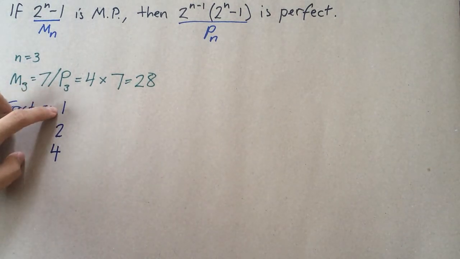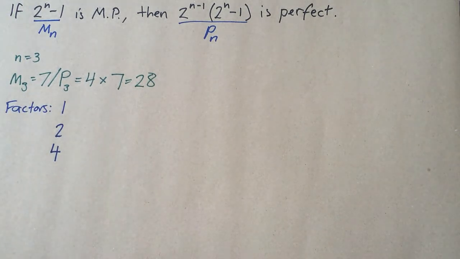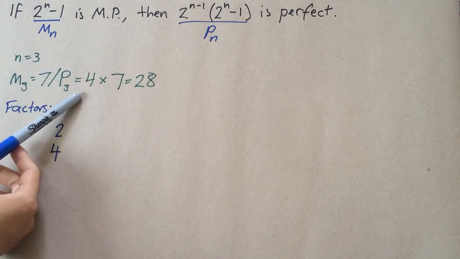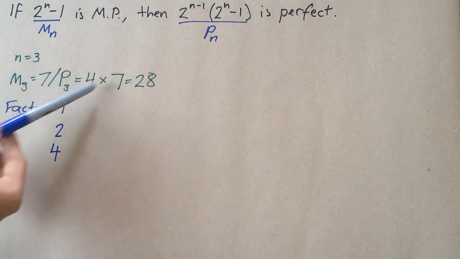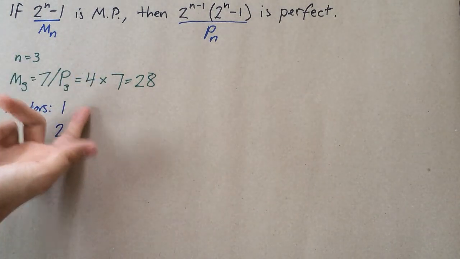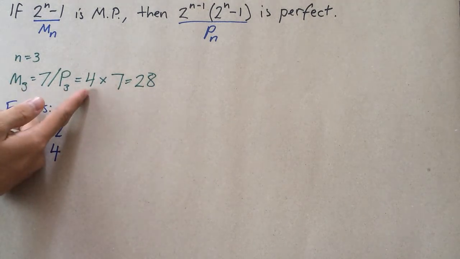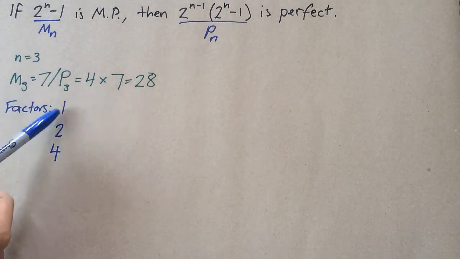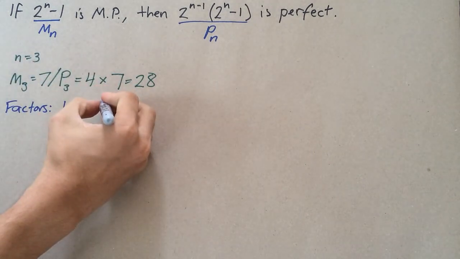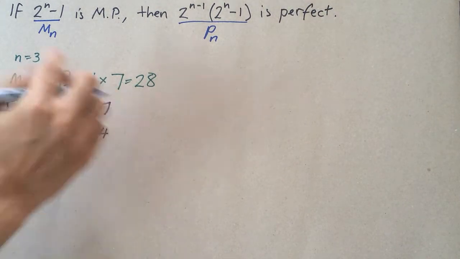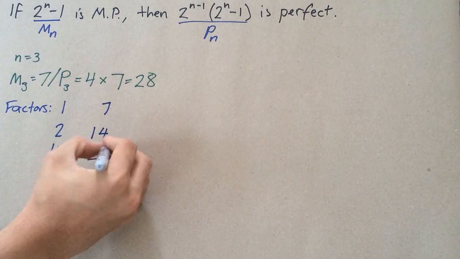It's going to be powers of 2: 2 to the power of 0, 2 to the power of 1, 2 to the power of 2. Now you can see here that if a number divides into 4, then when you multiply the 4 by 7, it will still divide into the number. These factors that divide into 4 will still divide into 4 times 7. You can also see that other factors of 28 will be 1 times 7, which is 7, 2 times 7, which is 14, and 4 times 7, which equals 28.